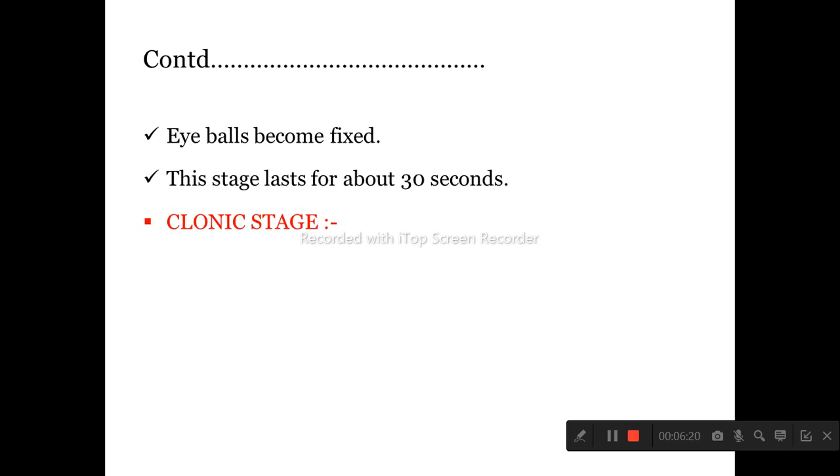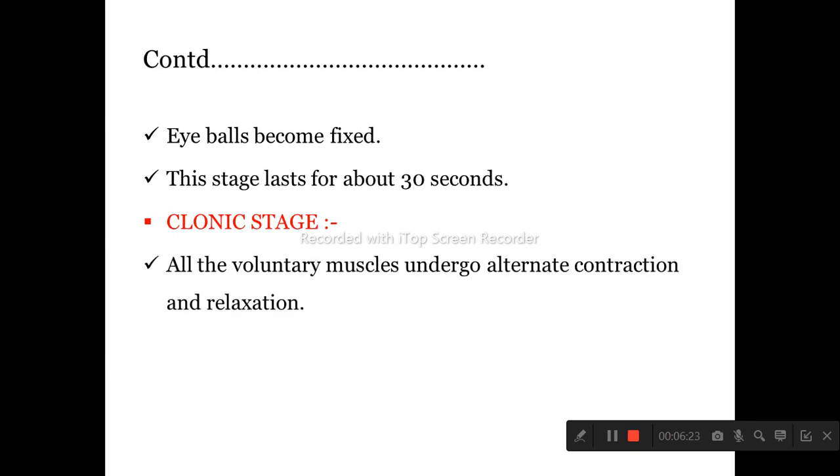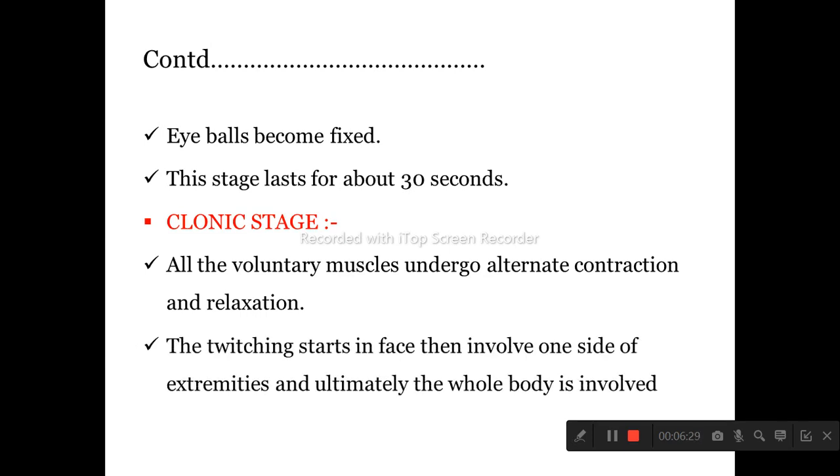Next stage is the clonic stage. What happens in this clonic stage? All the voluntary muscles go under alternating contraction and relaxation. The twitching starts in the face, then involves one side of the extremities, and ultimately the whole body is involved.